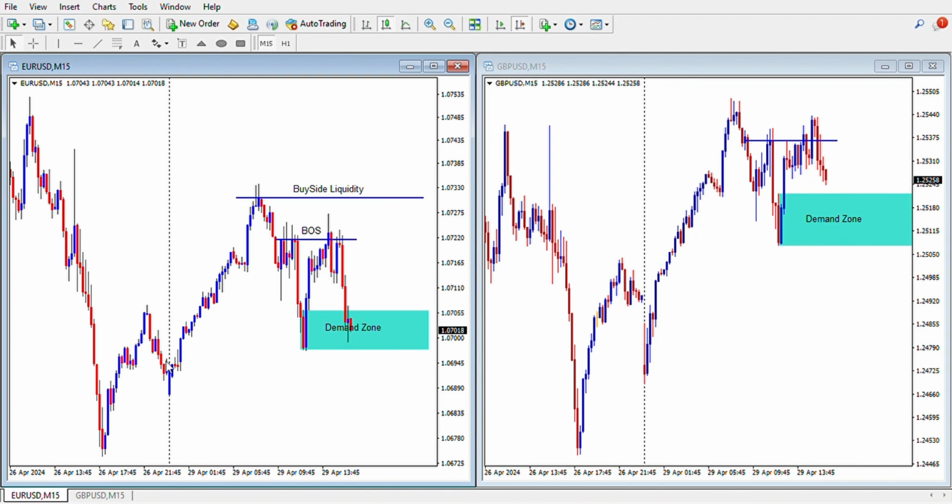So I think it's just going to grab liquidity here on EU and then shoot up. But we'll see what it does. So yeah, guys, let's just have a look at it right now.